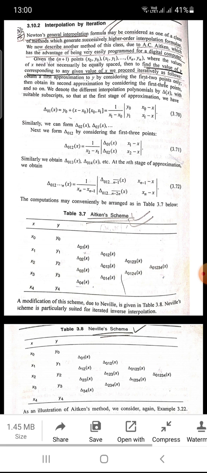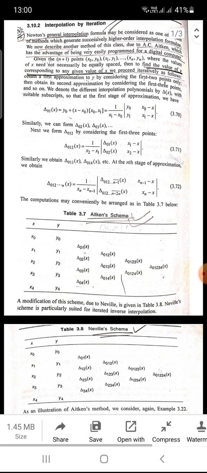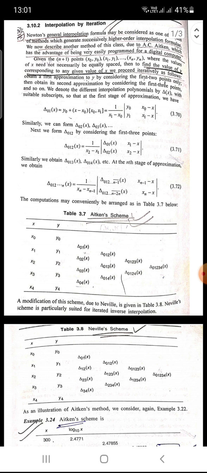Now suppose we are given n plus 1 points, that is x0, y0, x1, y1, x2, y2 and so on up till xn, yn, where the values of x need not necessarily be equally spaced. Then to find the value of y corresponding to any value of x, we proceed iteratively as follows. Obtain a first approximation to y by considering the first 2 points only. Then obtain a second approximation by considering the first 3 points and so on.